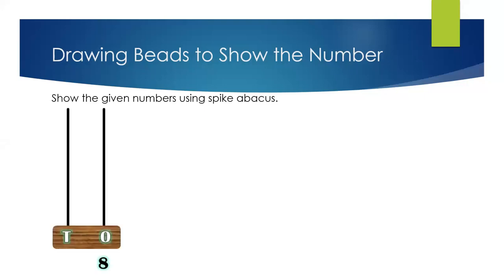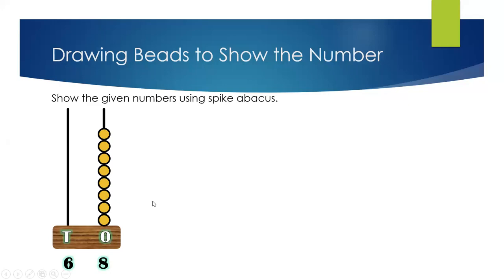So here we are having 8 ones and 6 tens. It means we are going to represent the number 68 using the spike abacus. So how many beads will we put in the first spike? 8 beads. So here we are putting 8 beads in the ones spike. 1, 2, 3, 4, 5, 6, 7, 8.